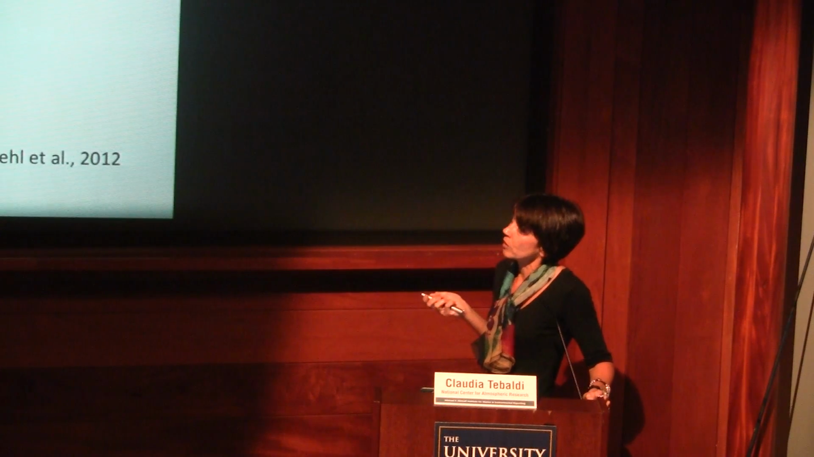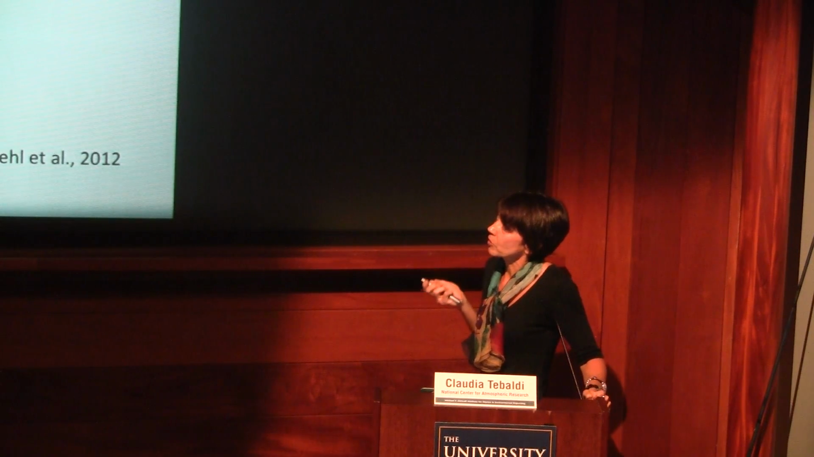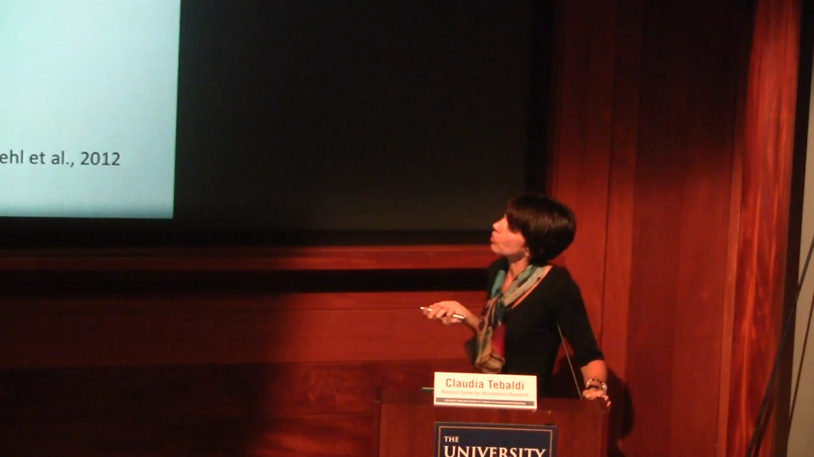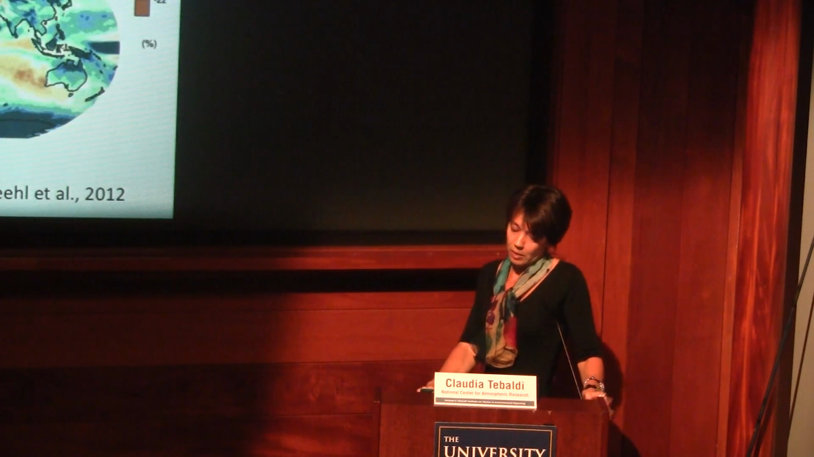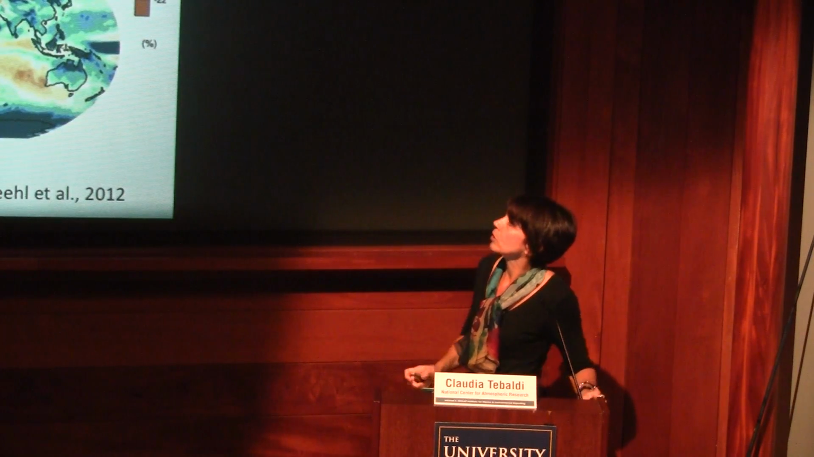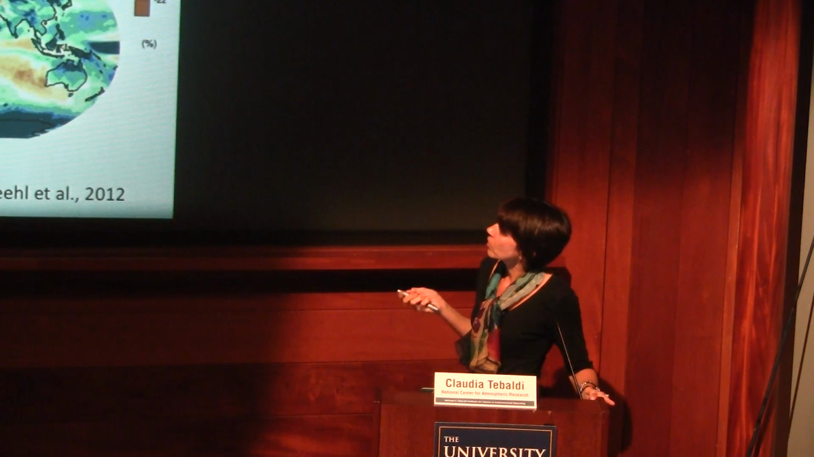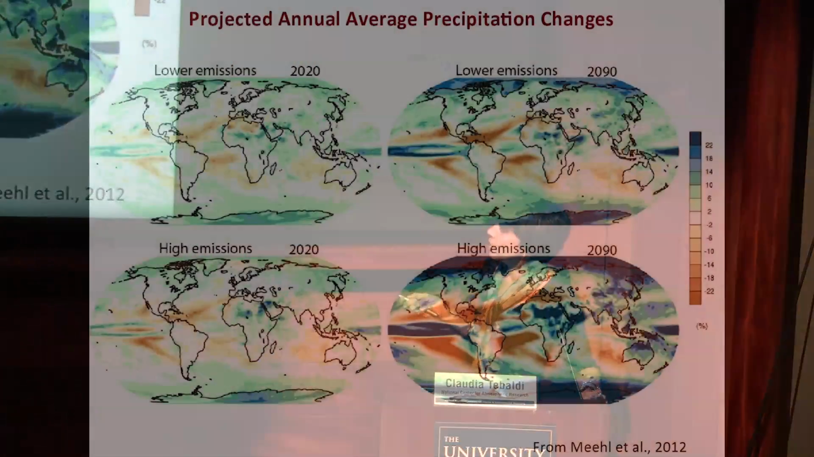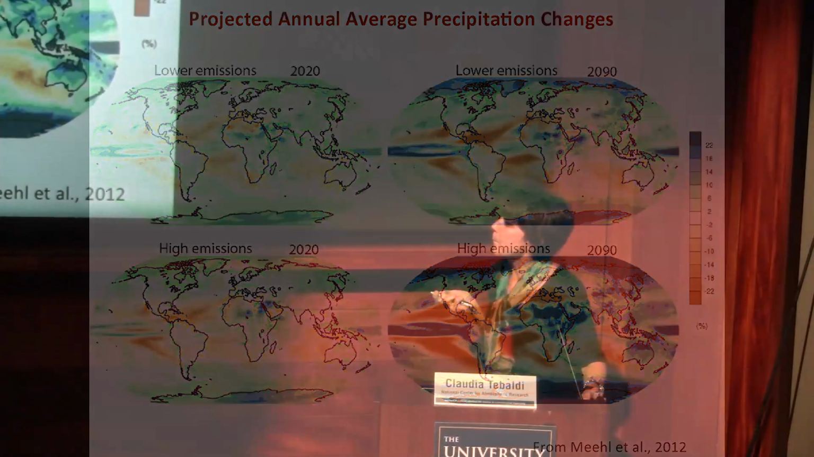Similar stories for statistics like heat wave intensity, where depending on the scenario, I can have large or small changes. And I can do the same for precipitation and show you changes in precipitation under a low scenario of emissions or a high scenario. And these are different dates in the future. And the colors indicate changes in percentage of precipitation.